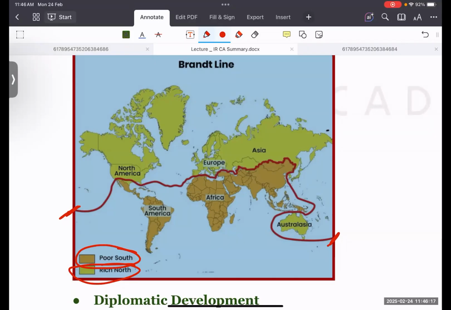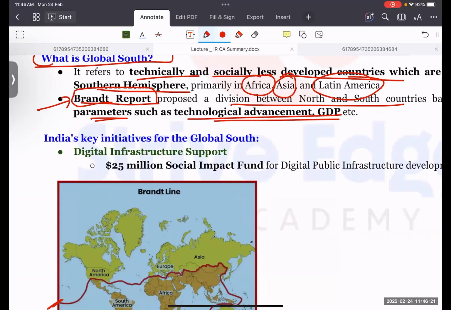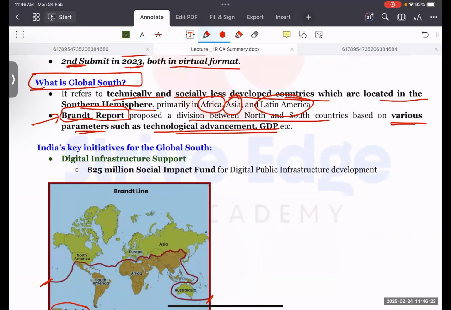Now this is what it says about the Global South terminology, and what matters for us is the initiatives taken up by India for the Global South. First, digital infrastructure support. $25 million as a social impact fund has been provided for digital public infrastructure development.